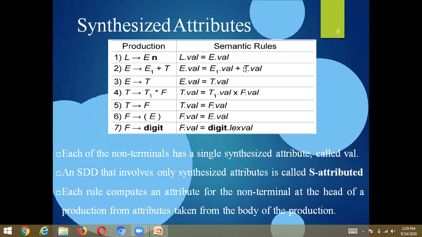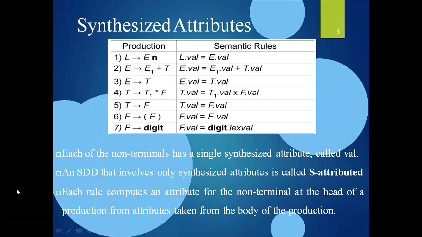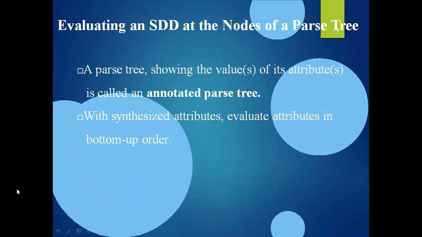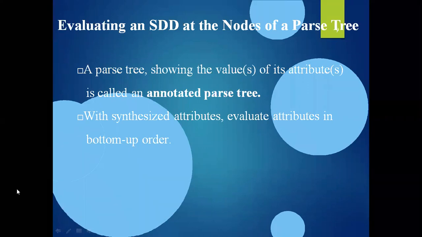And the next one is evaluating a syntax directed definition at the nodes of a parse tree. What it means is, further on we are going to see how the evaluation process takes place. A parse tree showing the values of its attributes is called an annotated parse tree, as I already explained the definition of an annotated or decorated parse tree. With the synthesized attributes, we are evaluating the attributes in a bottom-up order. That means we are implementing a bottom-up approach, from leaves to root. This evaluation process I will explain in further classes. But what we need to know here is how to represent an annotated parse tree, also called a decorated parse tree.